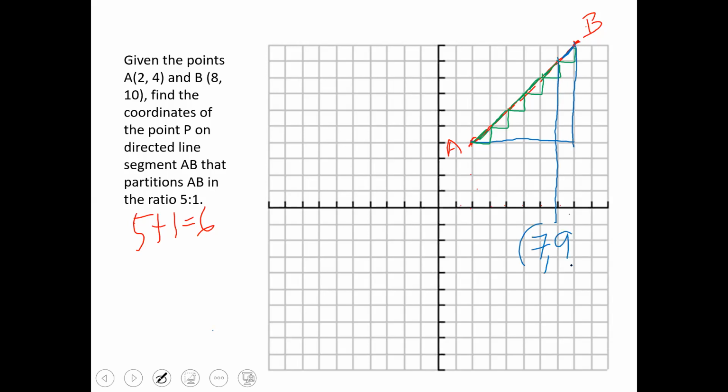7, 9. Now, she said earlier we could take any of these points and subtract. So we're going to take point B, that's a coordinate of 8, 10. If I subtract 1 from 8, I get 7. If I subtract 1 from 10, I get 9. So that point, 8, 10, and I subtract my new slope of 1 to 1, then I get 7, 9. And that's the point I'm looking for right there. That point, 7, 9, partitions segment AB into a ratio of 5 to 1.